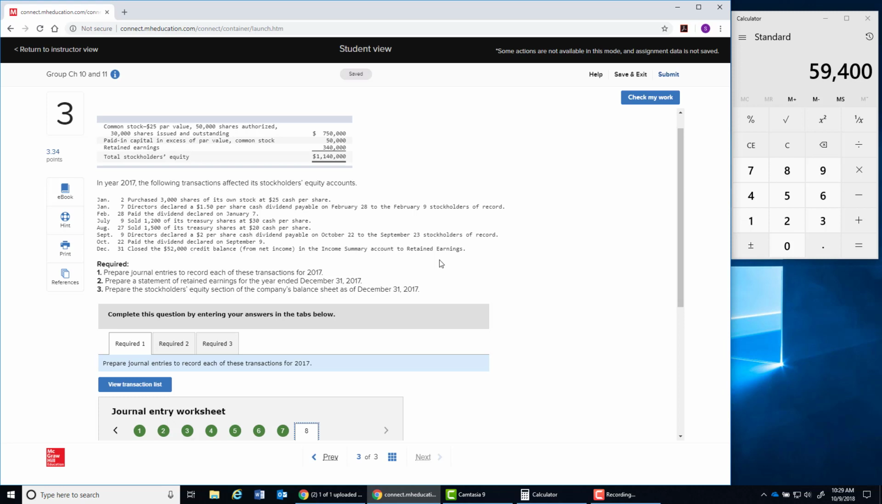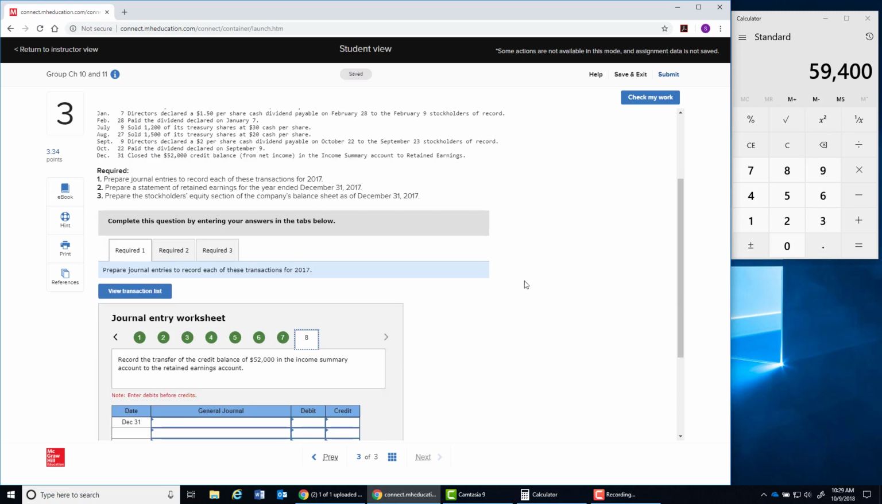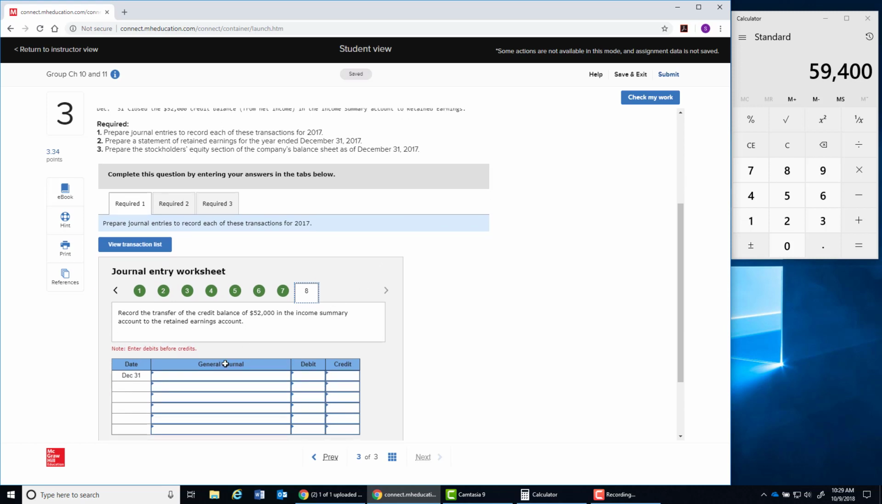What they're saying is that income summary has a credit balance of $52,000. And finally, what we do to close the books is we close income summary down to retained earnings. Well, if income summary had a credit balance, in order to get it to zero, I must debit it. So income summary is going to have a debit of $52,000. And where does it go? We accumulate all net income to retained earnings.